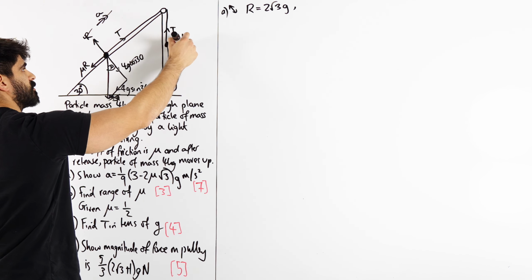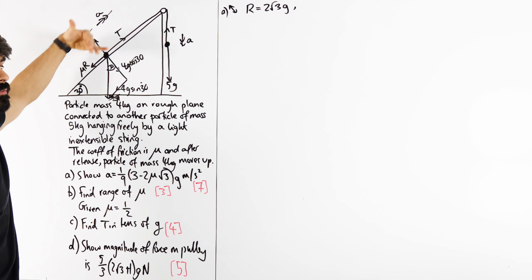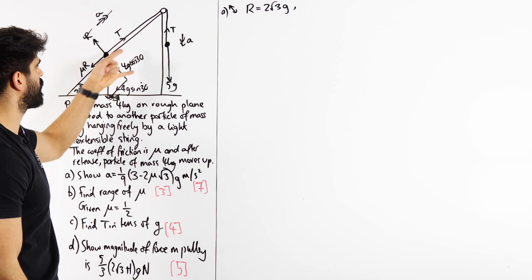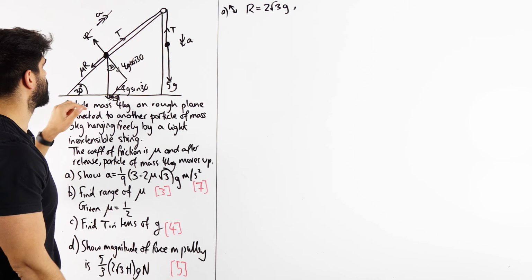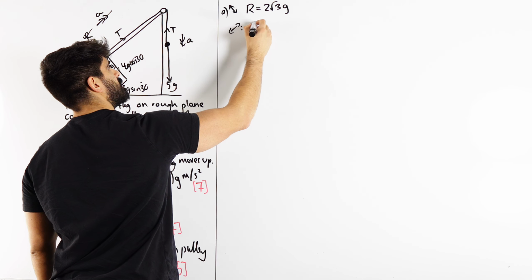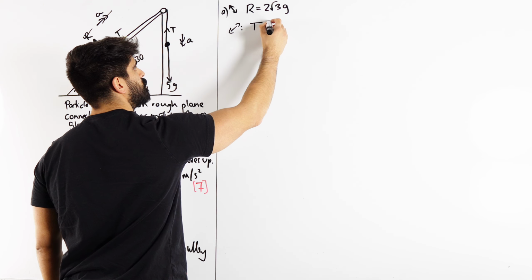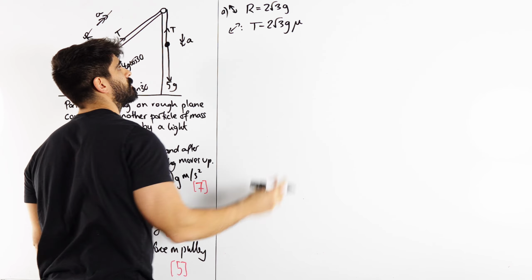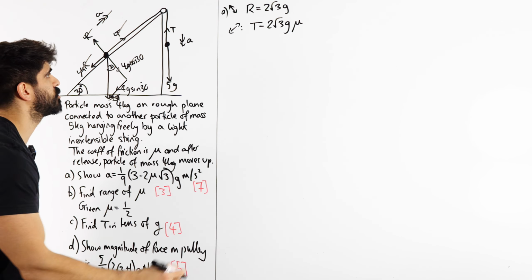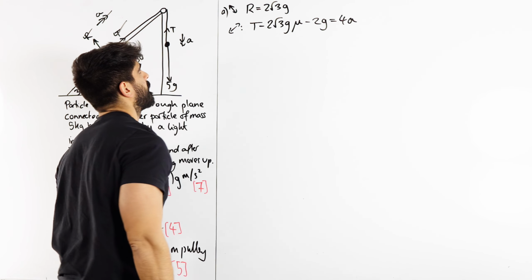Remember, if that's accelerating up, this is also accelerating down. Then we're going to say T, so here we're moving in this direction. So we're going to say T, subtract this, so F equals ma, we're doing the net force. So T minus these two. T subtract mu R, that's going to be 2 root 3 g mu. Yeah, so that minus this, that'll be minus 2g, equals the mass, which is 4a. So that's looking at the first particle.